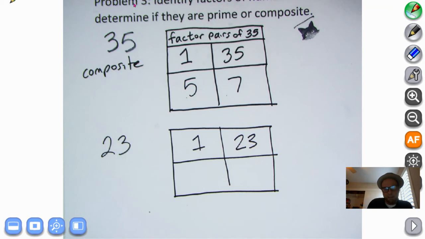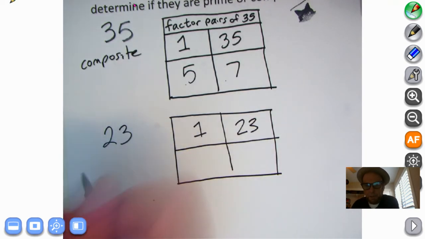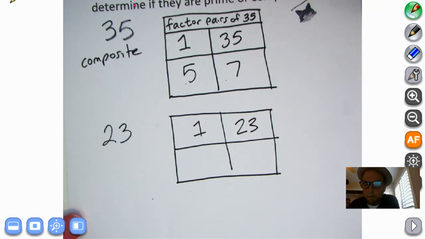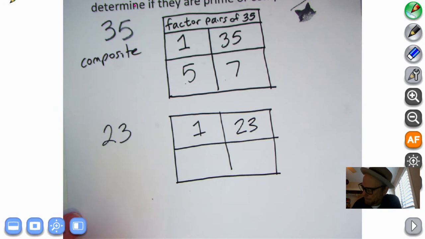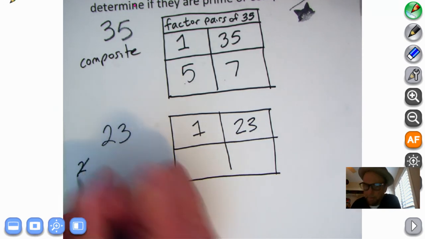But are there any numbers that we can multiply to get there? Maybe we should do a little skip counting, shall we? Let's do 2's first. We can all count by 2. 2, 4, 6, 8, 10, 12, 14, 16, 18, 20, 22, 24. Can't be 2. Let's try 3.